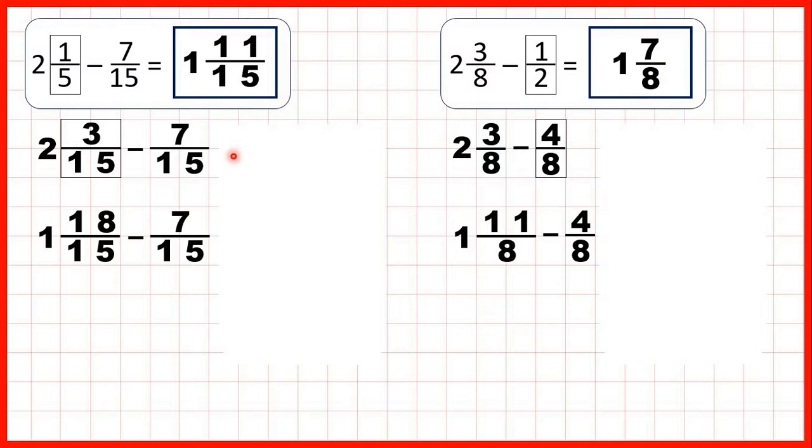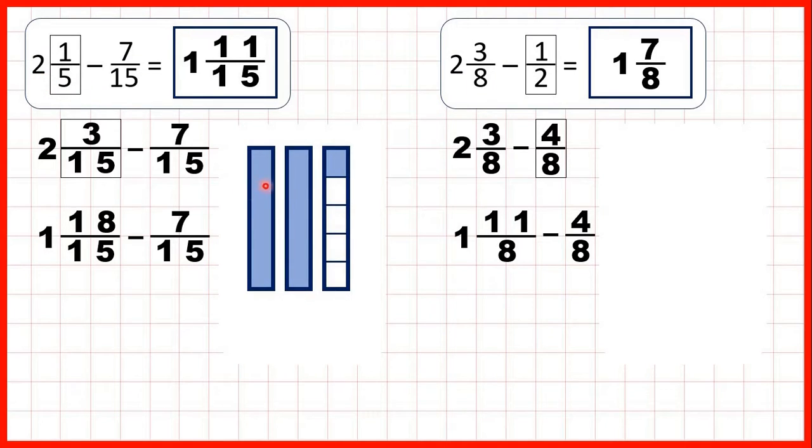Let's have a look at the fraction bars to see what we did here. So for this first question, we started with 2 and 1/5, but we needed to take 7/15 away. We changed the 1/5 into 3/15, but we still couldn't take 7 away. So we changed one of our wholes for 15 more 15ths. That meant that we had 1 and 18/15 altogether. So we could subtract 1, 2, 3, 4, 5, 6, 7 of those to leave 1 whole and 11/15.